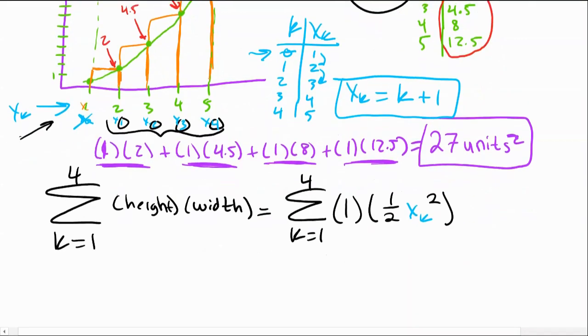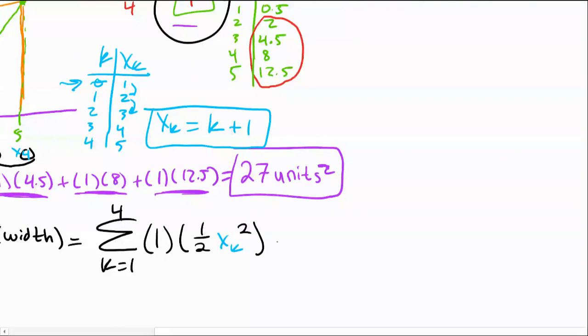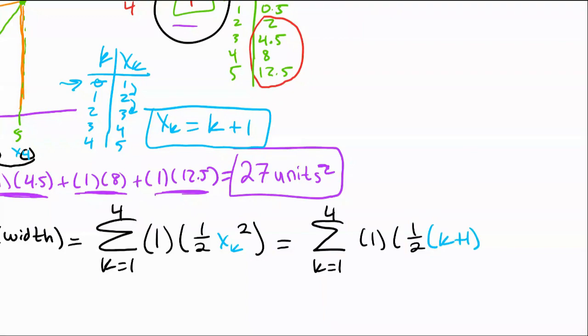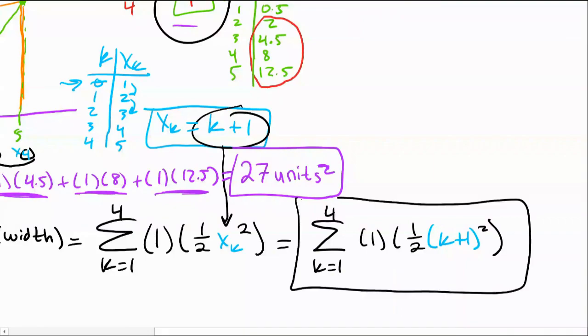And so for my final answer, all I have to do is take what I have and plug in x of k where you see that blue piece. So I'm still going from 1 to 4. My width is 1. My height is 1/2 times my x sub k, which is k plus 1. And then that is squared. So again, I'm just taking k plus 1, plugging it in for x of k here, and then that gives me my final sigma notation. So that's my approximate area under the curve, and the sigma notation that represents that area.